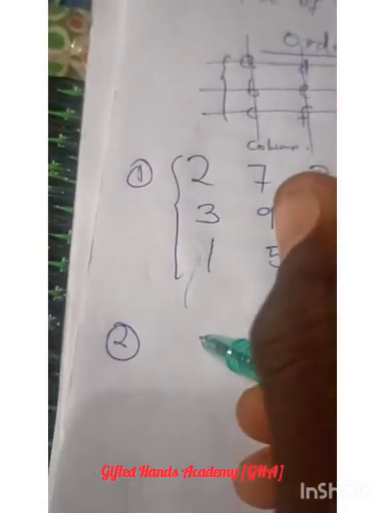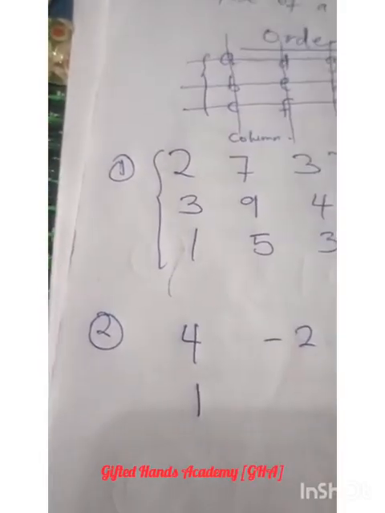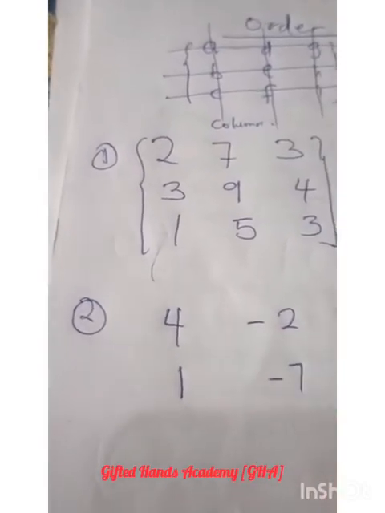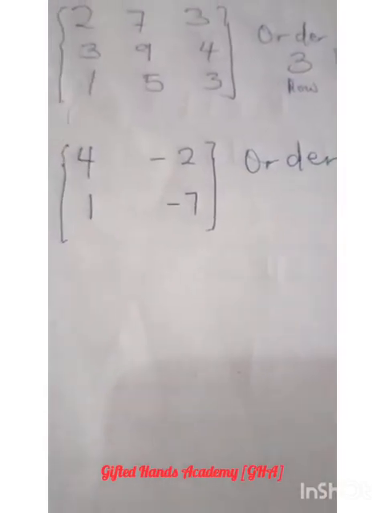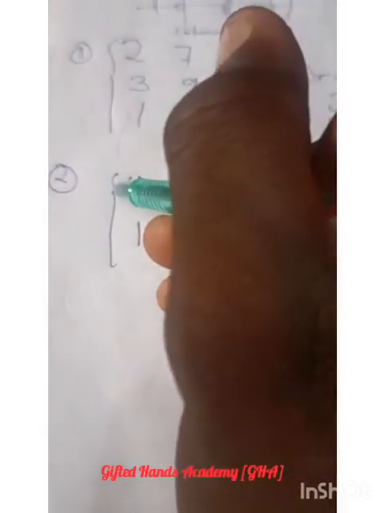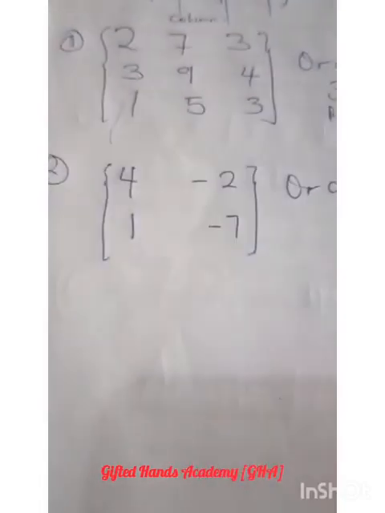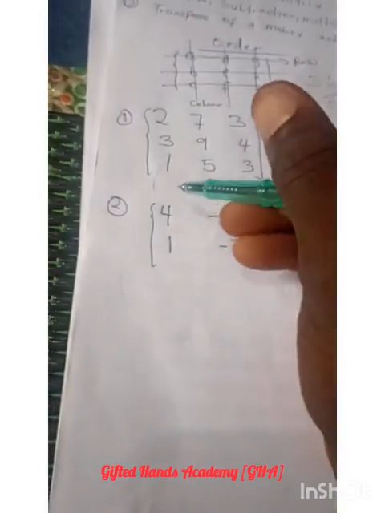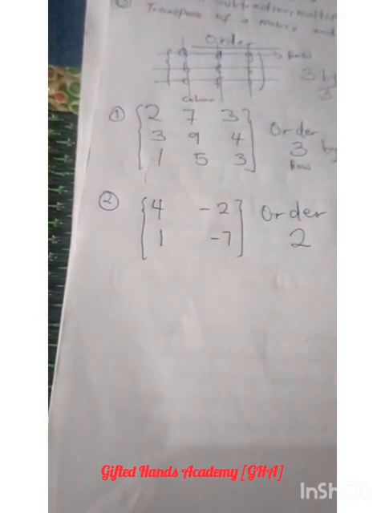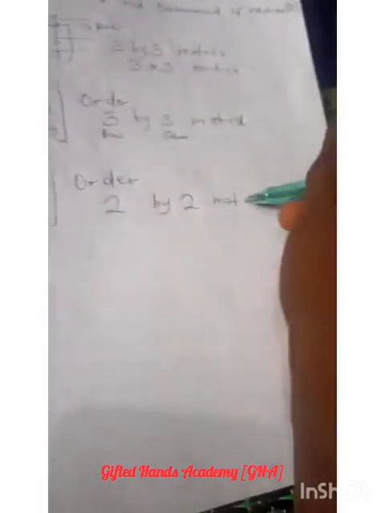So I want to name this matrix as well. 4, minus 2, 1, minus 7. I want to give the order of this matrix. I say you name the row first. So this is row 1, this is row 2. So this is a 2 by, what is the column? 1, 2. This is column 1, column 2. So this is a 2 by 2 matrix.